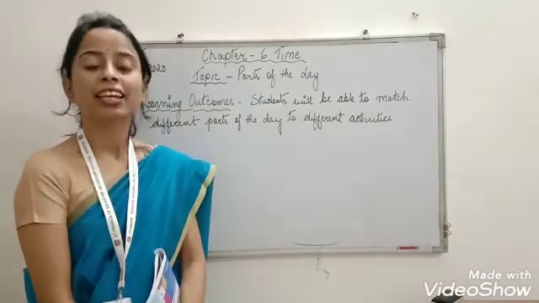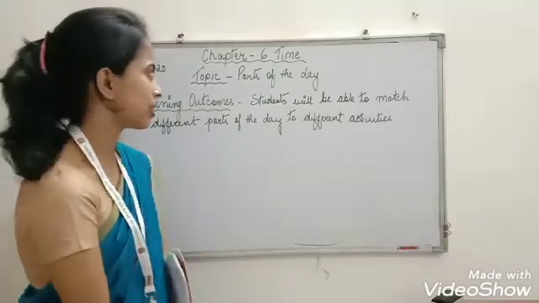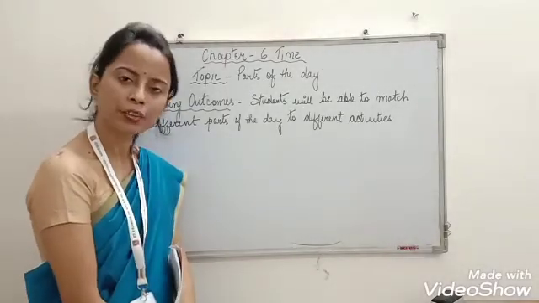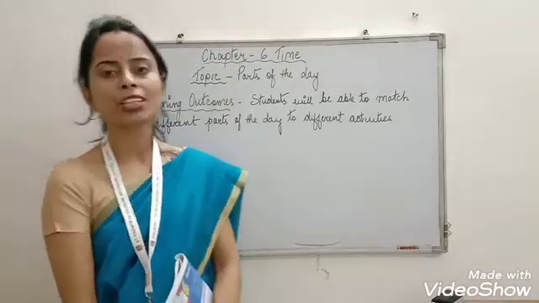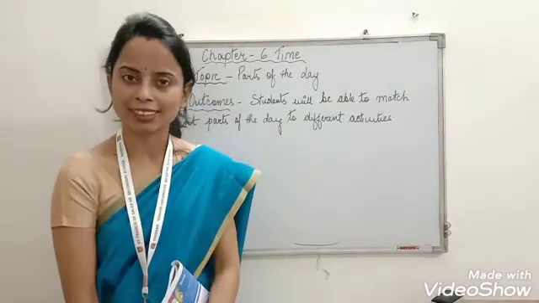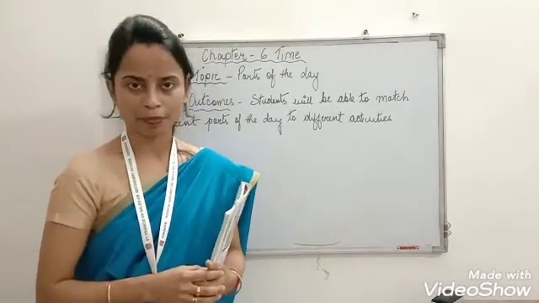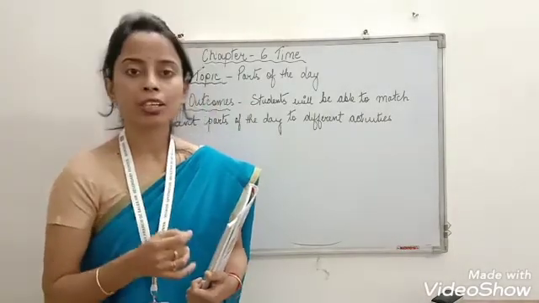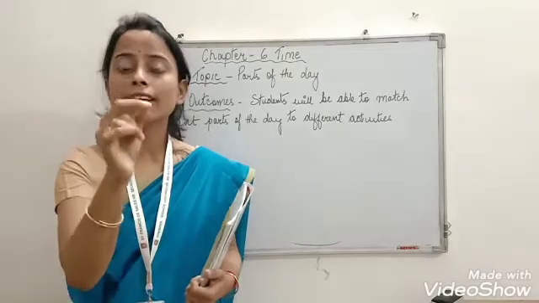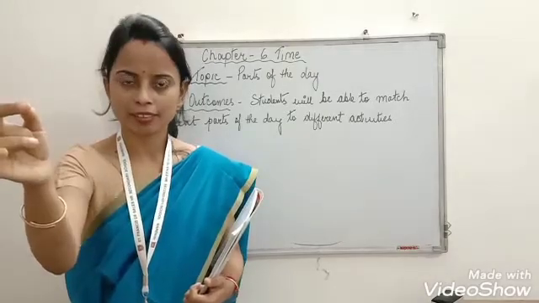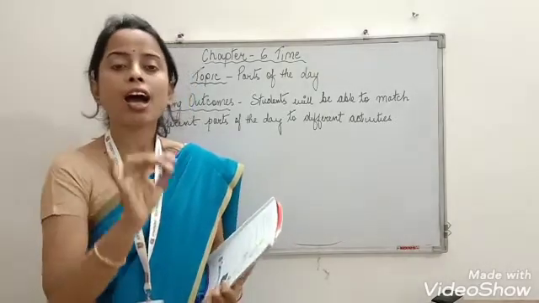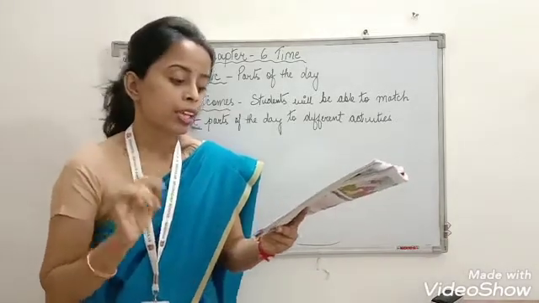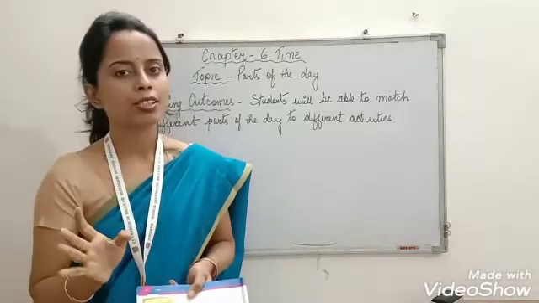So children, in today's class, we are going to learn about a topic called parts of the day. In our previous class, we had started chapter number 6, that is about time. We learned about the terms earlier and later. Earlier and later are the words used for events happening at different times.